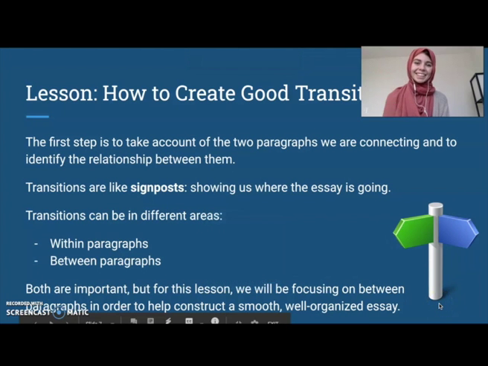Hi everyone! So, of course, I'm teacher Cora, and today I'm so excited to be walking you through our lesson about how to create good transitions within an essay that you're writing.